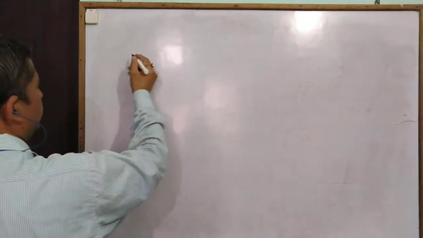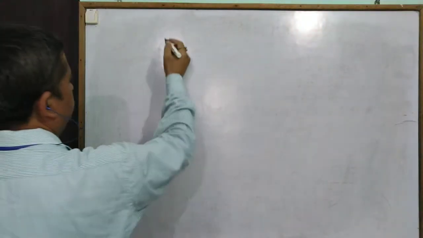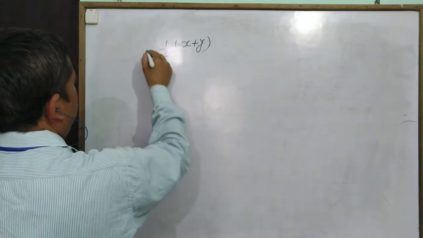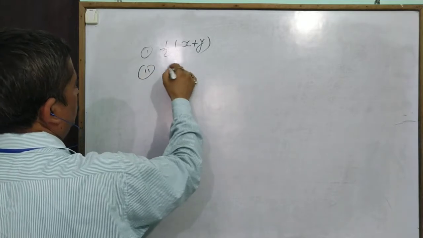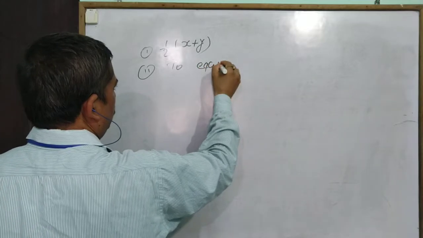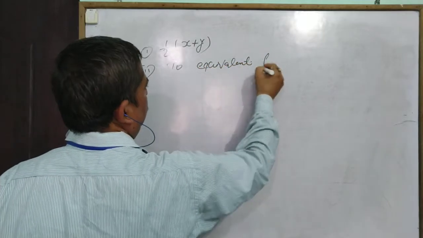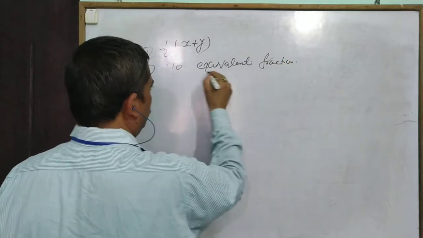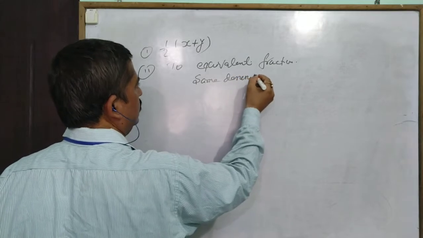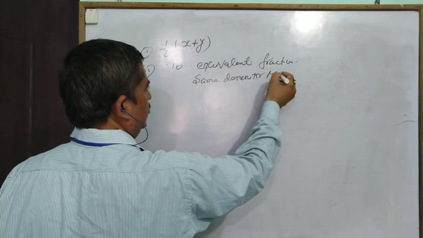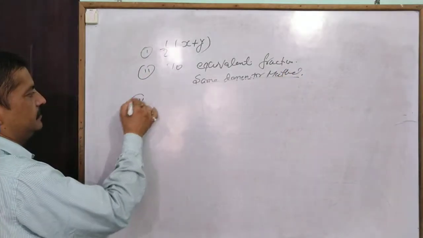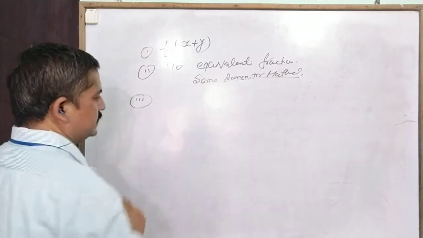In the last class, we discussed inserting rational numbers by the first method and the second method: equivalent fractions, or the same denominator method. So today we discuss a new method to insert the numbers.